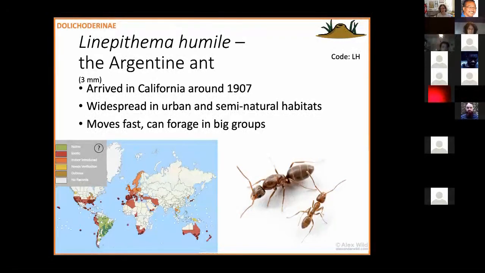And to identify them, we have a queen here and a worker, again, photographed by Alex Wild. The worker is very small, and you can see the size here, 3 millimeters. So they're pretty small ants. They're kind of elongated, slender, okay? Not fat, but slender, brown to dark brown.